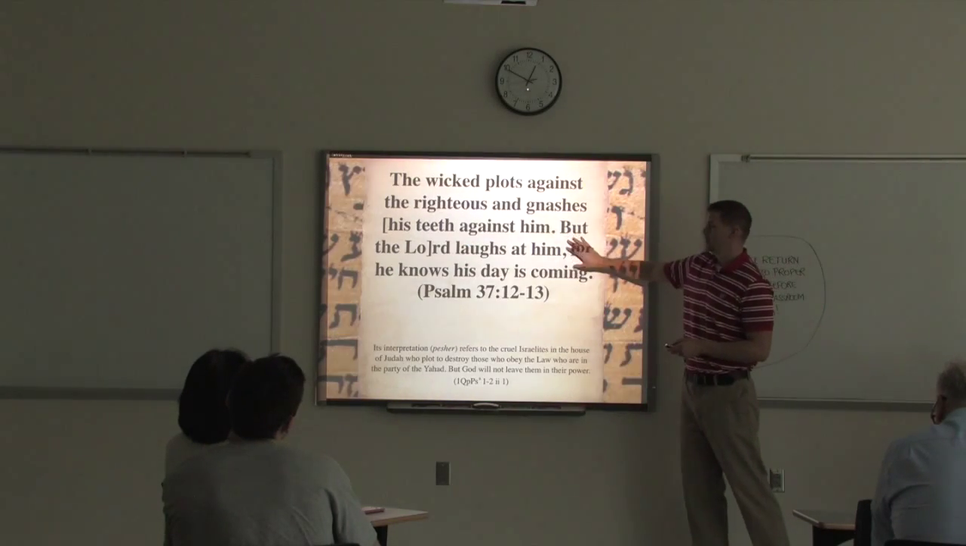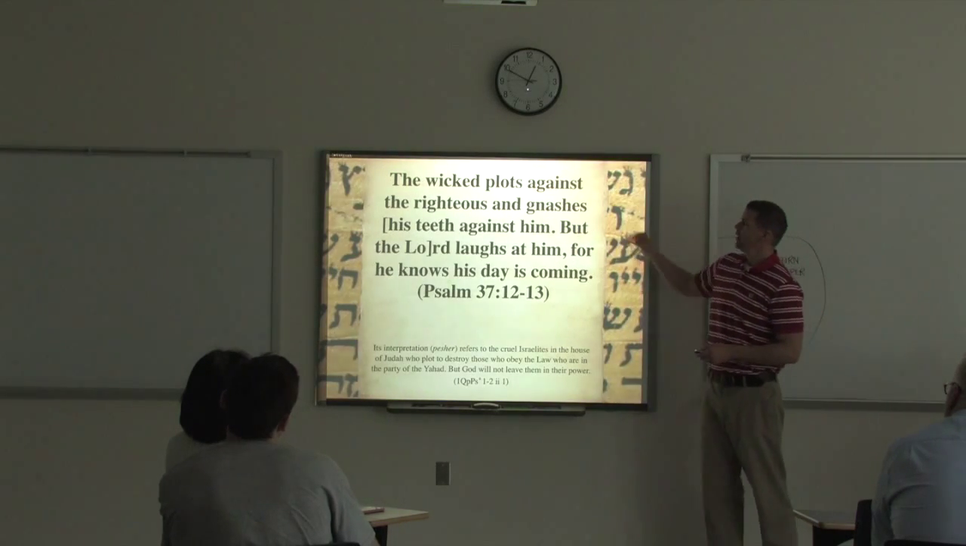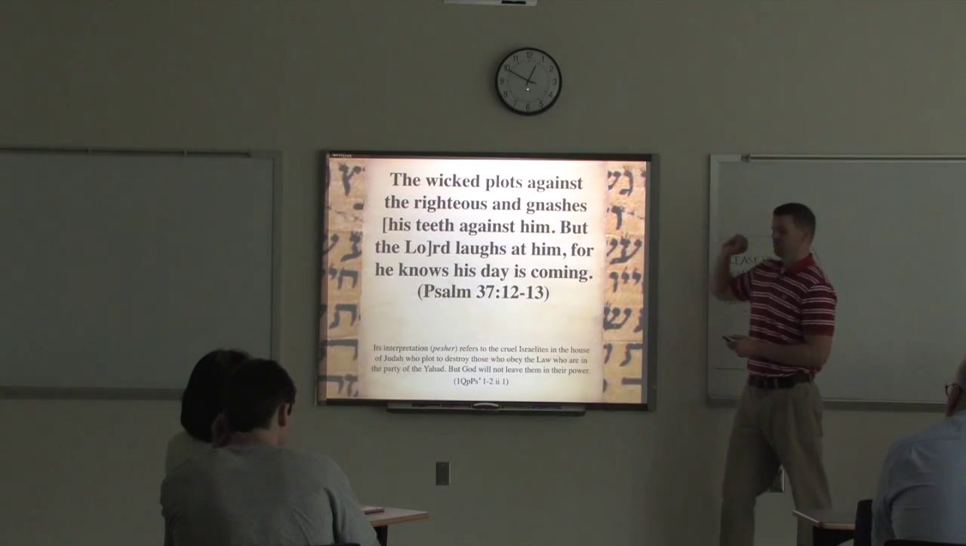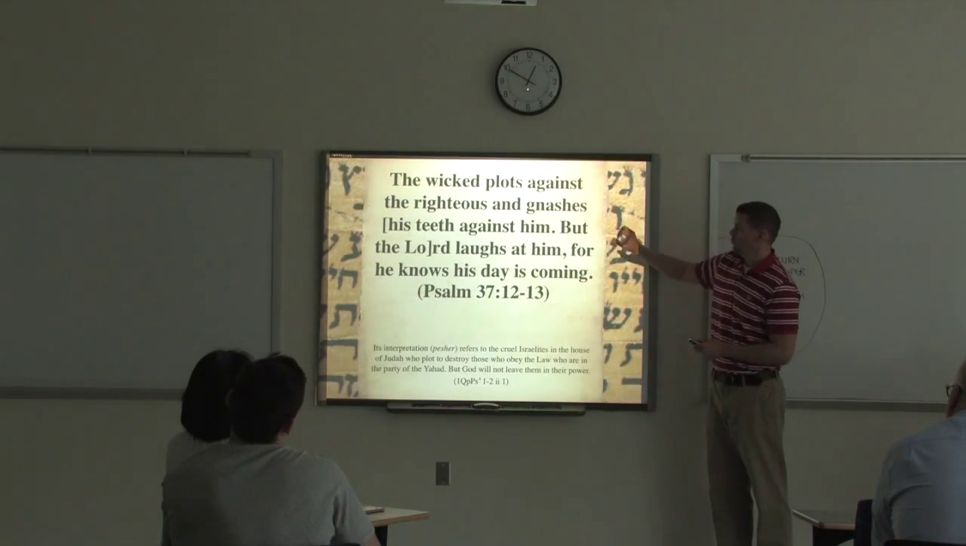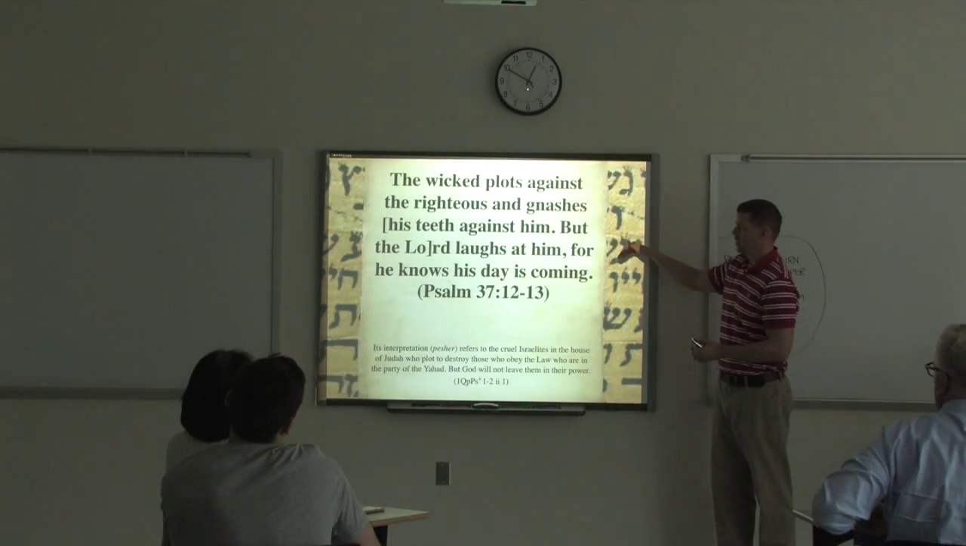In this text, this is from Psalm 37. So this is a pesher on Psalm. It says, "The wicked plot against the righteous and gnash their teeth against him. But the Lord laughs at him, for he knows his day is coming." Now, this was written long before these texts were written, writing about a historical situation in which the wicked and the righteous are fighting each other.